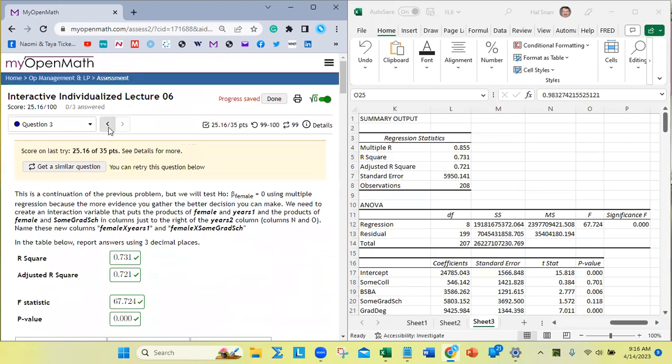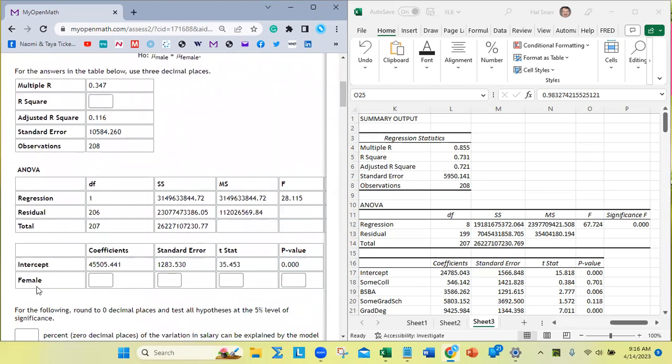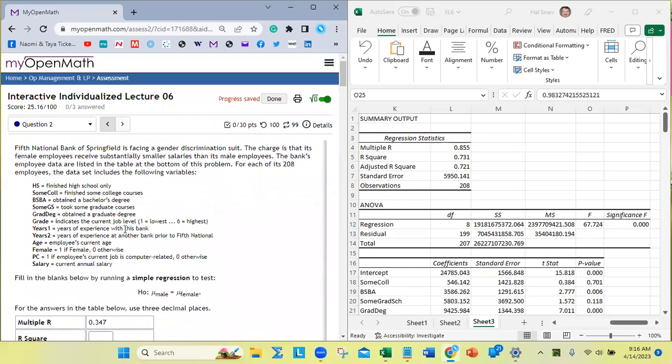The previous version of this problem, we only had female predicted, right? And we had a really small R square. My question got reset when I started recording the video.